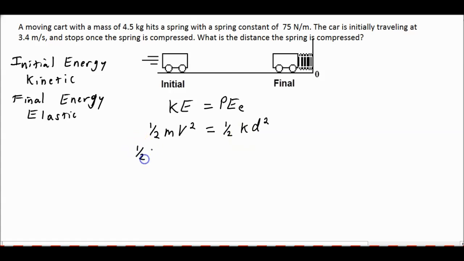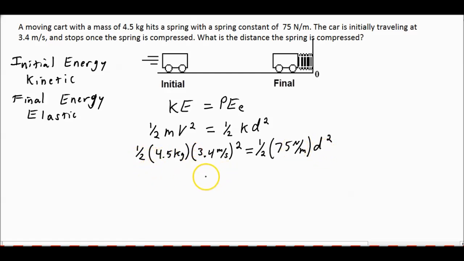So we could say 1/2 the mass, and it says the mass is 4.5 kilograms, velocity squared. We do know the velocity. It is 3.4 meters per second, squared, is equal to 1/2 times k, the spring constant, 75 newtons per meter, times the displacement squared, or the distance squared. We don't know that. That's going to be our unknown. So now we just have to solve for this distance.